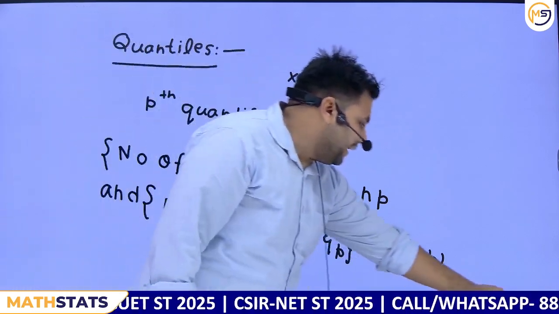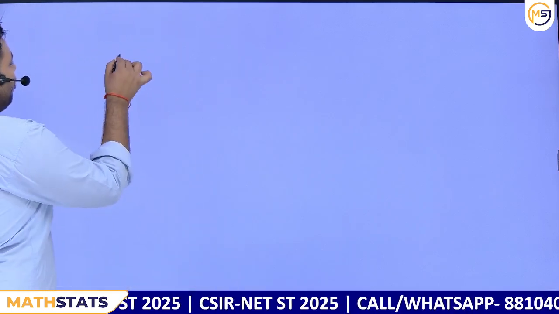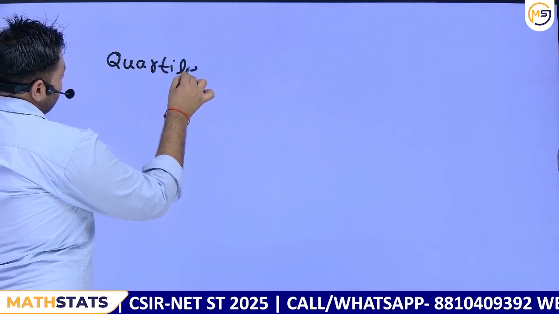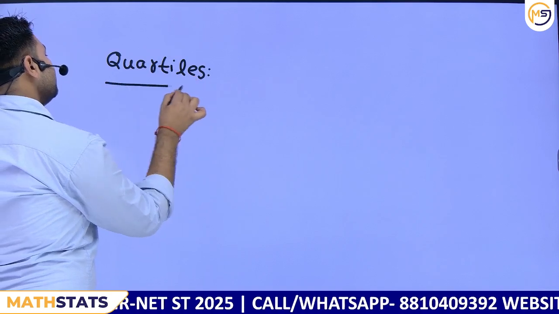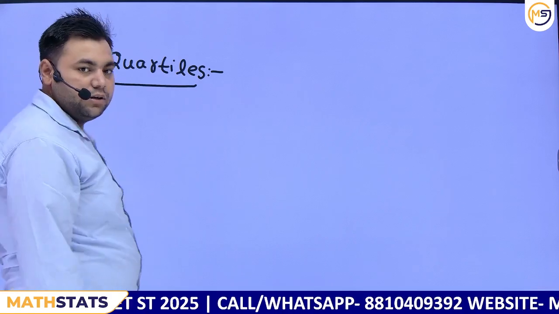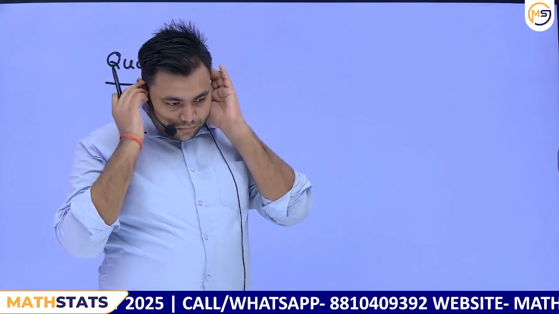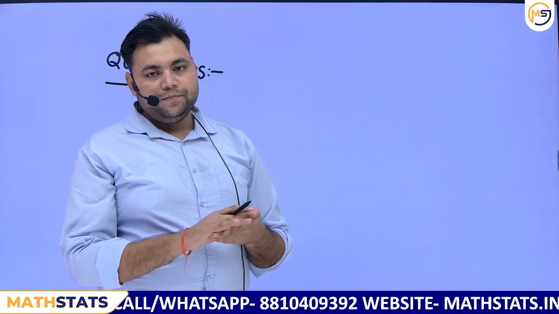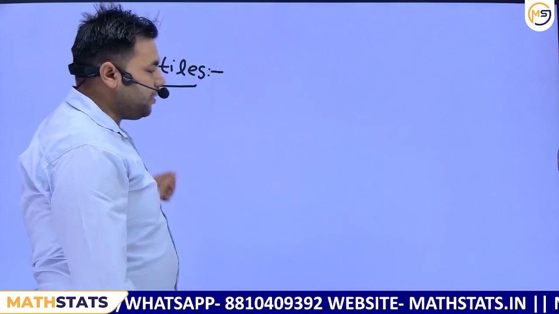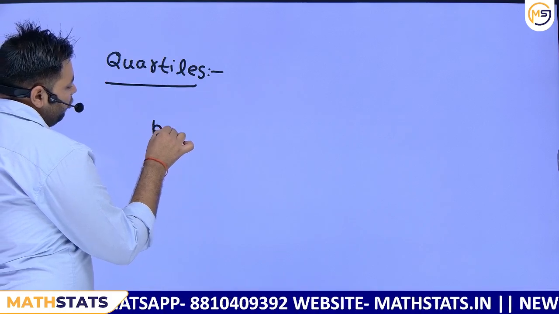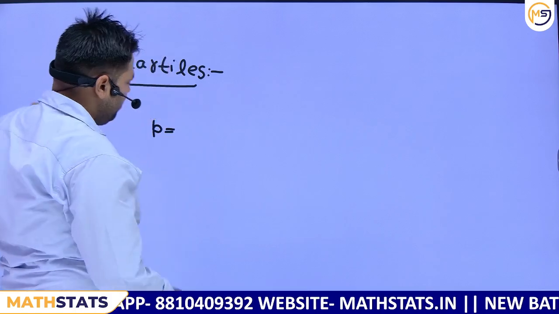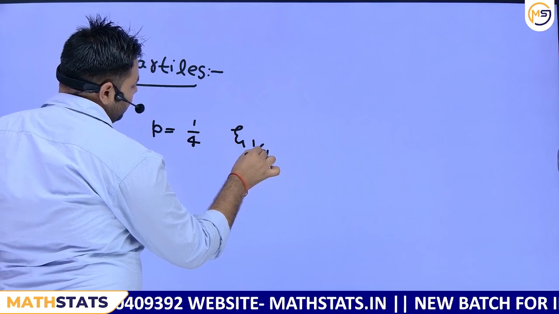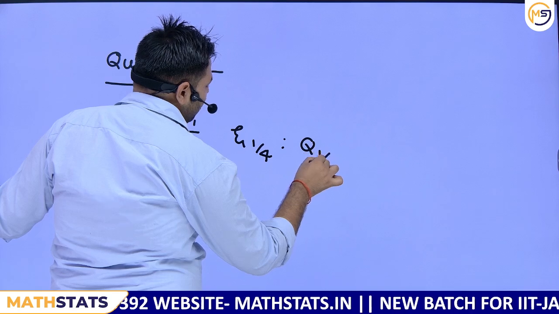Now I am defining quartile. So what is quartile? Anyone? It divides the data into 4 equal parts. If we put p equal to 1 by 4, then I will get Q of 1 by 4. So this is the first quartile.